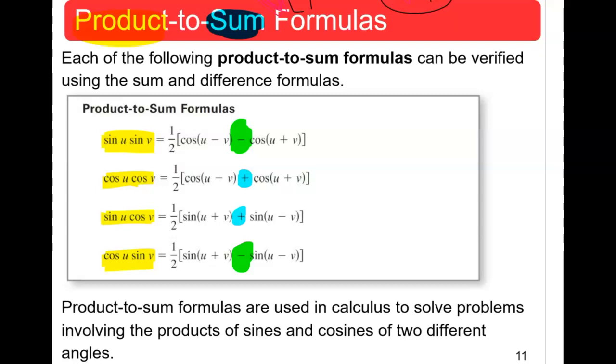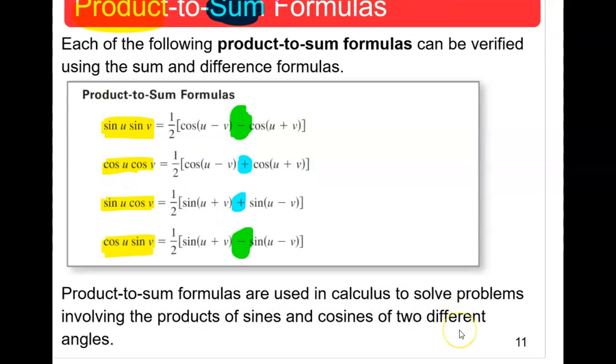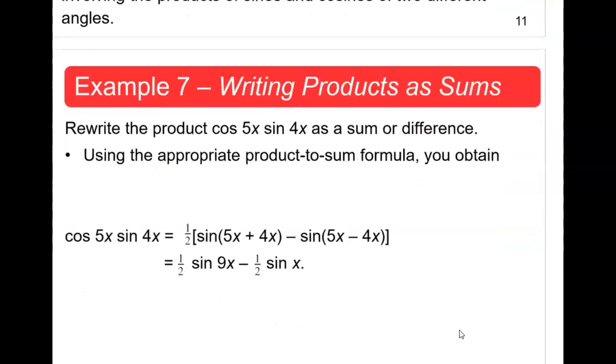Okay, and so sometimes we will be using those. The product to sum formulas are used in calculus to solve problems involving the products of sines and cosines of two different angles. So for example 7, we're going to use one of those.